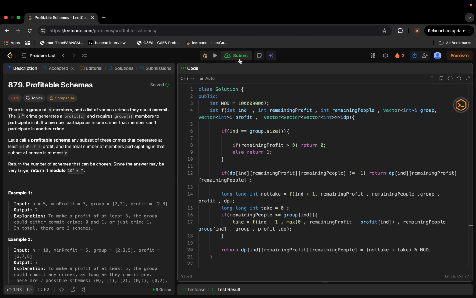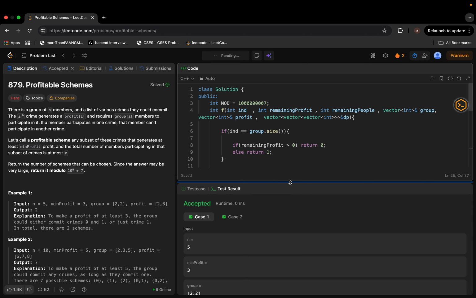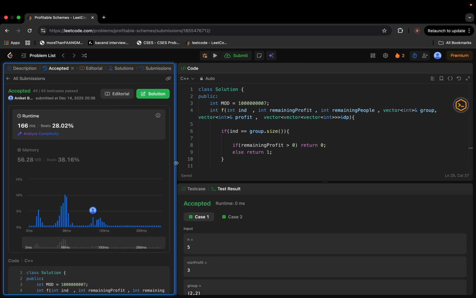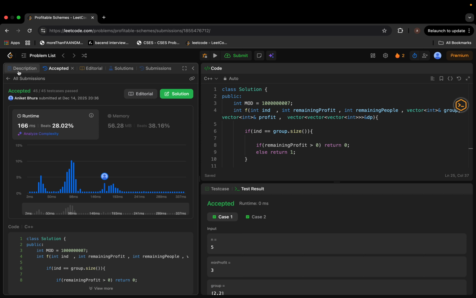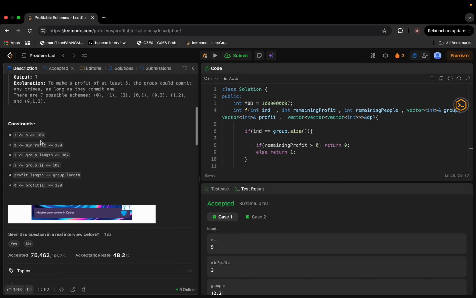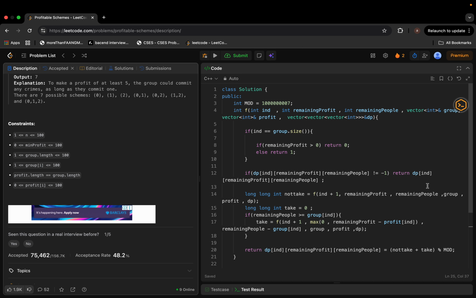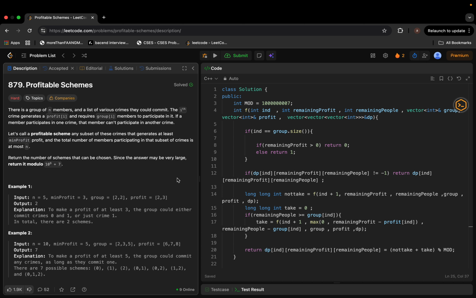I'll run this as well. I've already run this. Okay, so this gets submitted. When you see these kinds of problems where we have more than two or three parameters changing, you can do memoization. I think this much should be fine for an interview. Thank you guys. See you in the next video.